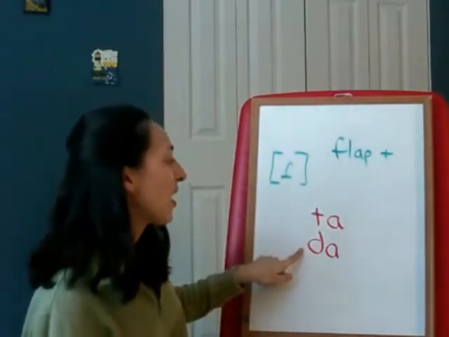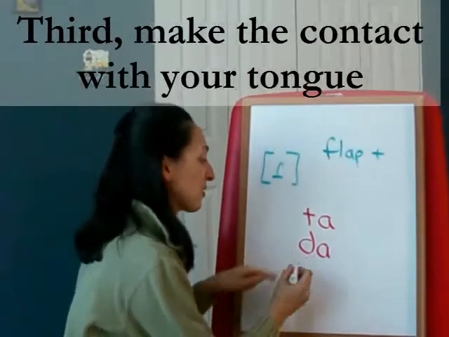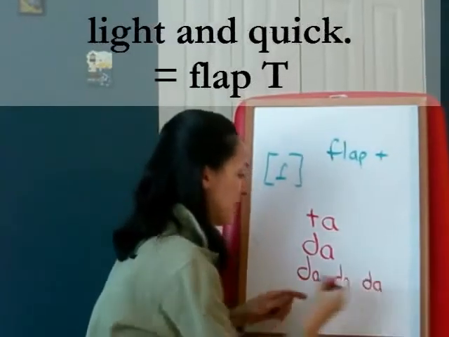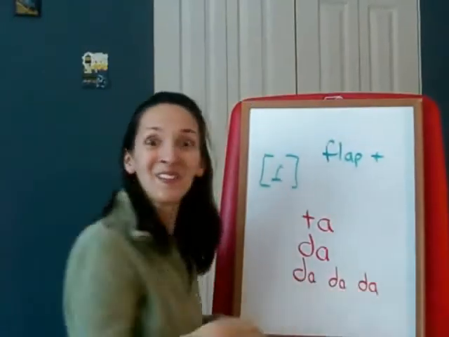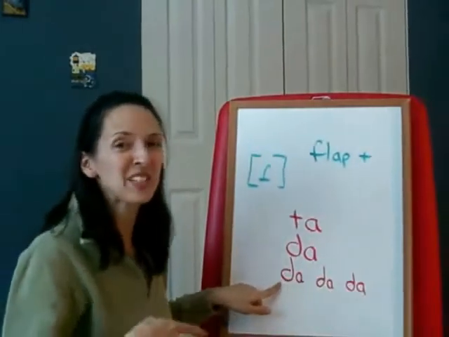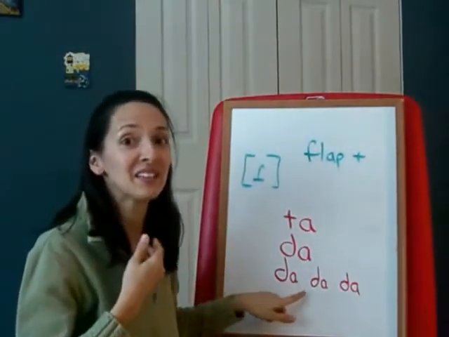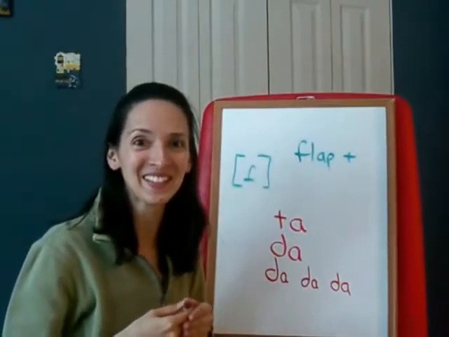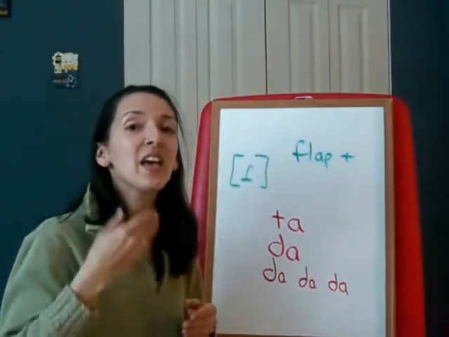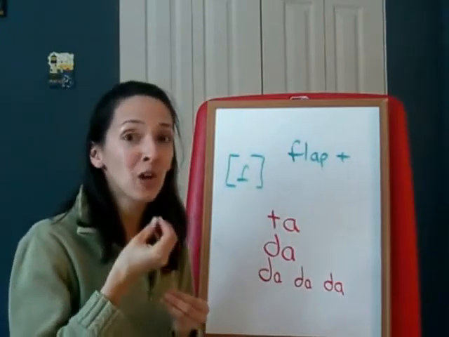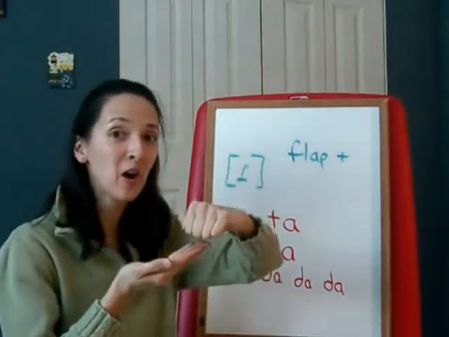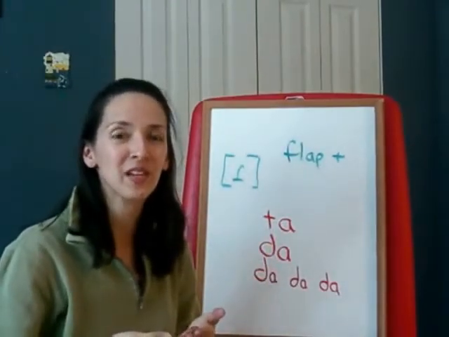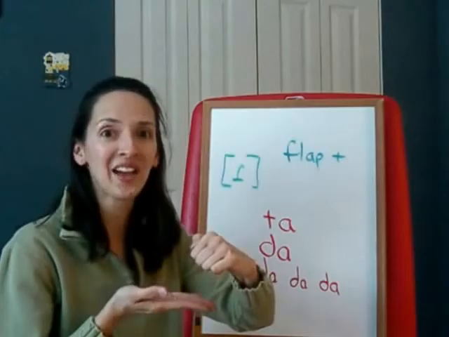Okay? Now I want you to say this sound very quickly. Picture a long line of das, and we're going to say it faster and faster. Da, da, da, da, da, da. The faster you get, you should feel the contact between your tongue and that hard bump behind your upper front teeth become lighter, softer. It's quick and light contact.